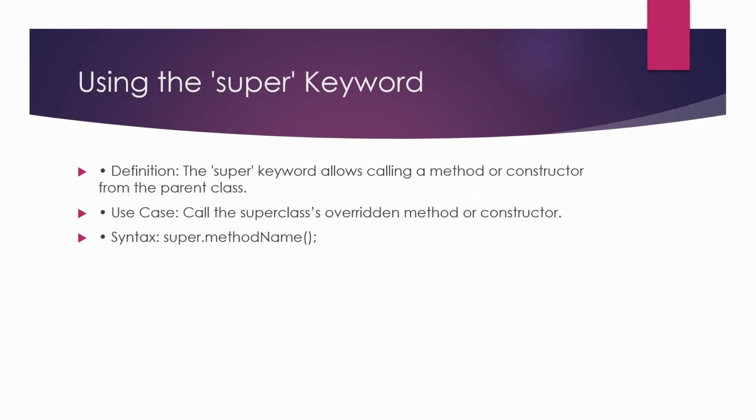Next, let's talk about the super keyword. In object-oriented programming, the super keyword is used to refer to the parent class. It allows subclasses to call methods and constructors from their parent class, even if those methods are overridden in the subclass. For example, if we want to invoke a method from the parent class inside an overridden method, we can use super.methodName to do so.